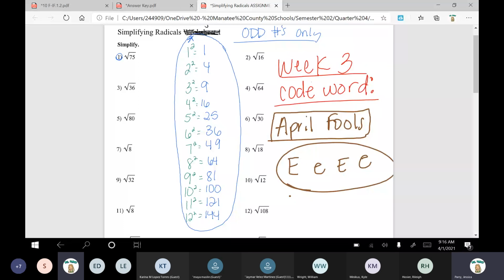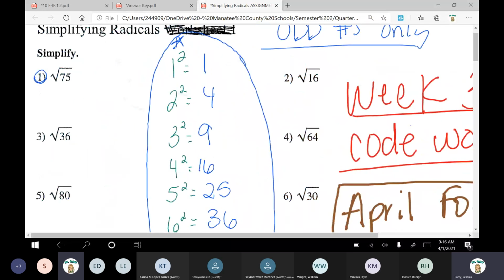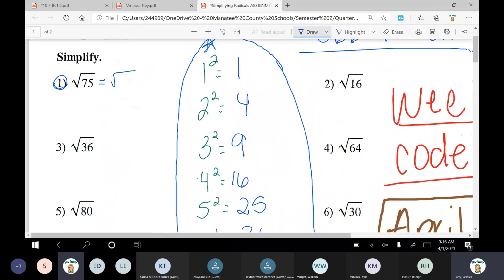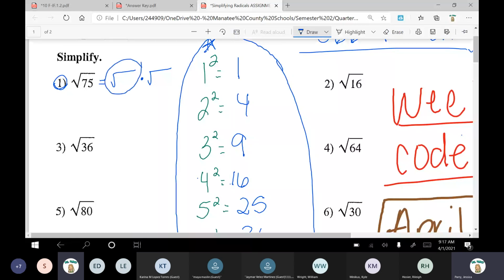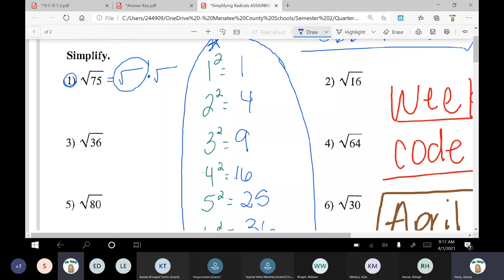So 75, if you look at all of our perfect squares, it is not a perfect square. So we're going to have to actually break this one up. I'm going to zoom in here. So a square root of something times a square root of something else. Okay, let's think and see, what can we multiply? What times what, where this first one here is a perfect square.